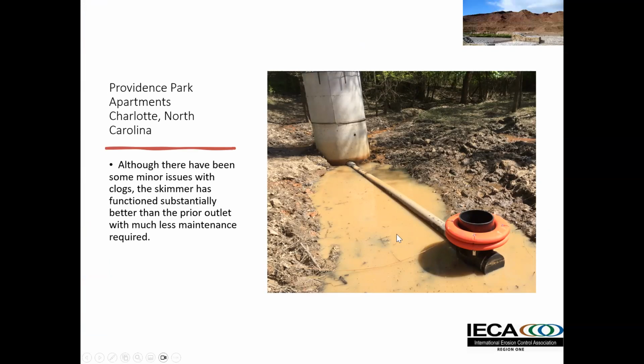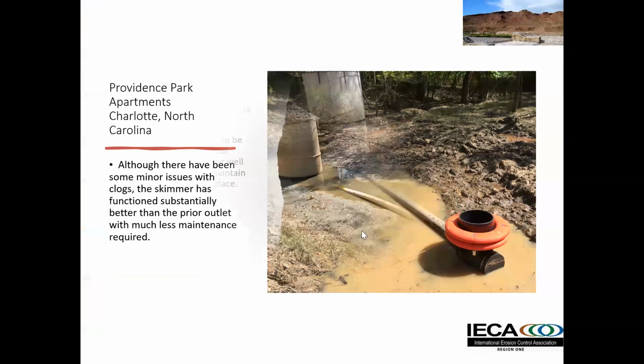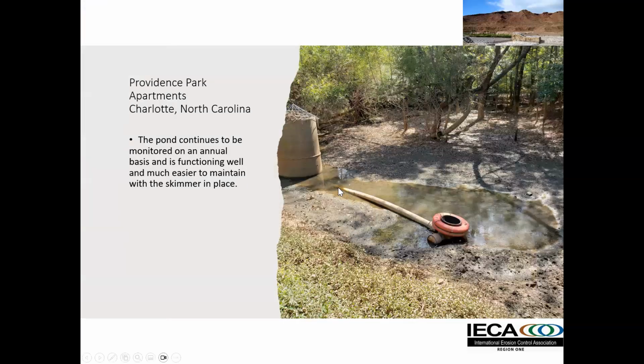Had some minor issues going through that, but it's functioned way better than the previous outlet. One of the issues was that the HDPE pipe actually bowed. Didn't think about that with HDPE. HDPE is pretty good with UV, but when it gets hot, and at this point you can see the sediments accumulated down in this natural area, that's probably a year or two later, and that pipe is bowed. So it didn't have a major impact on the flow, but it did at the very low volume of the pond.